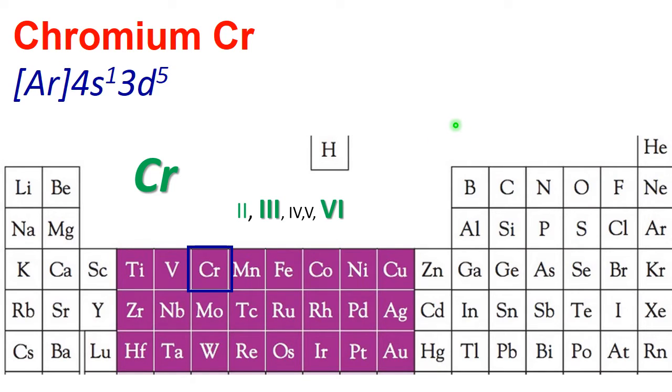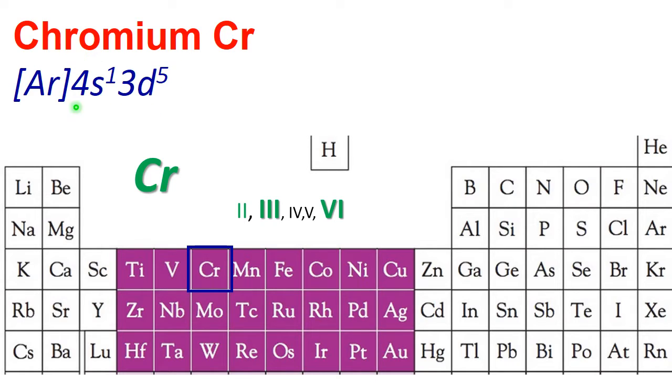Chromium. Transition metal, group 6. So the possible highest oxidation number is 6 plus, similar to what we have for group 16 sulfur. This perhaps is all the similarities we have. Other properties are very different.